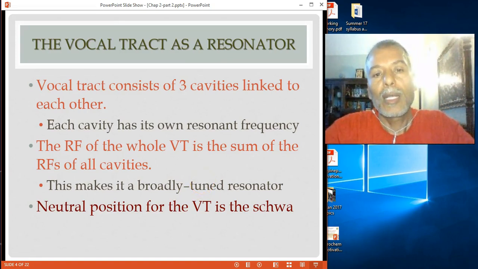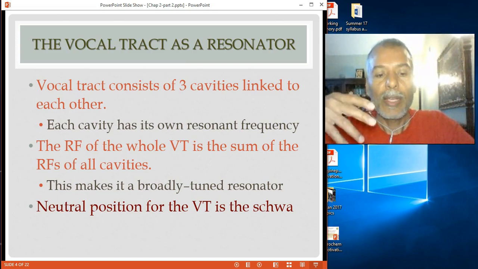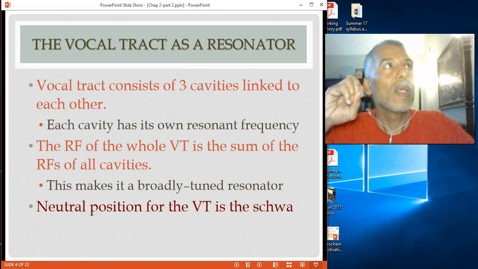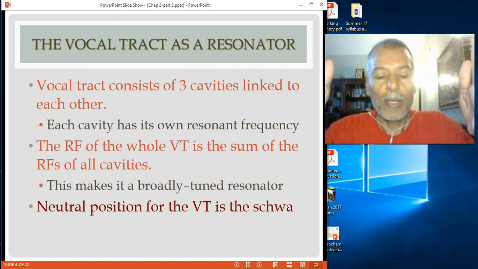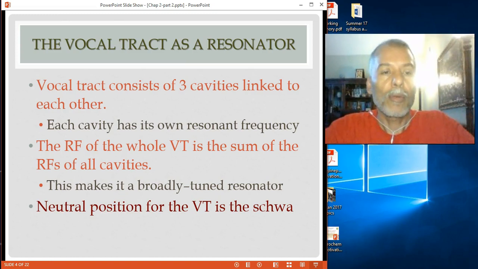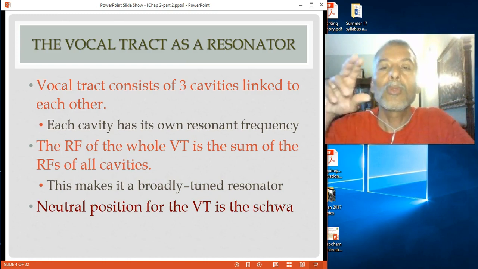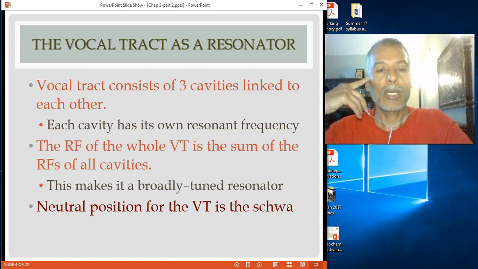So the vocal tract, again, as I explained, consists of 3 cavities linked together, and that maximizes the number of frequencies that it can amplify. In other words, it will have a wider range of amplification between the 2 cutoffs. So the resonant frequency of the whole tube, of course, is the sum of all the combinations of these 3 tubes that are connected.